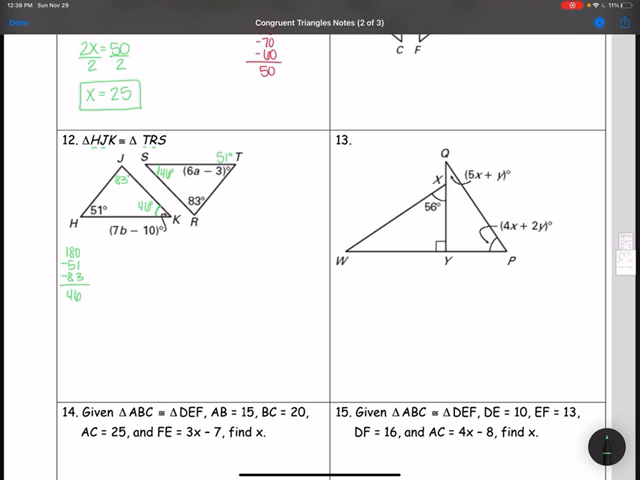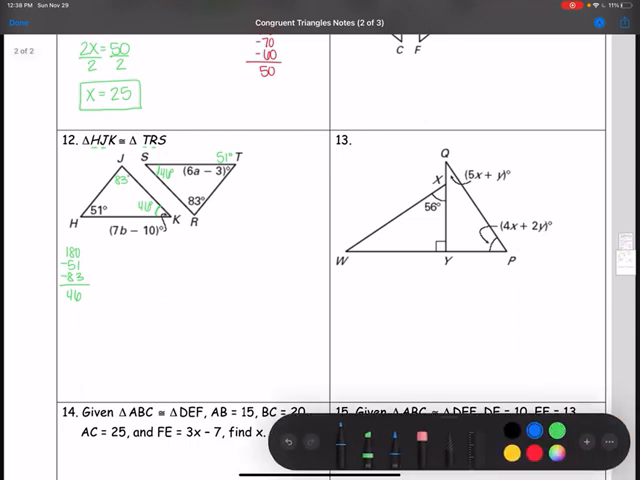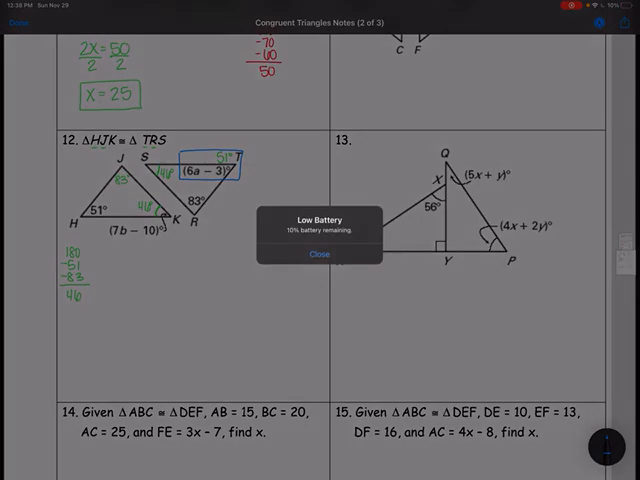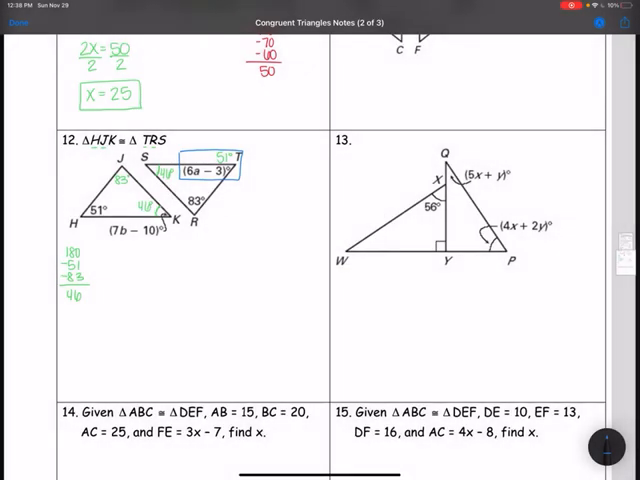Now, we haven't solved for the variables yet. Our variables are A and B, but identifying all the angle measurements is going to help me to do that. So if I look at A, that's 6A minus 3, which is angle T, which is supposed to be 51 degrees. So I'm simply going to set them equal to each other. 6A minus 3 equals 51 and solve. Add 3 to both sides. I get 6A is equal to 54, which means A is equal to 9.